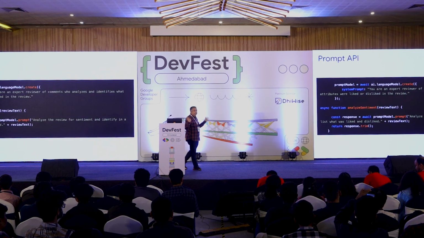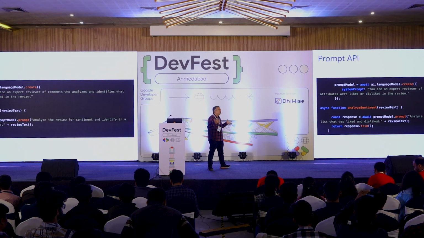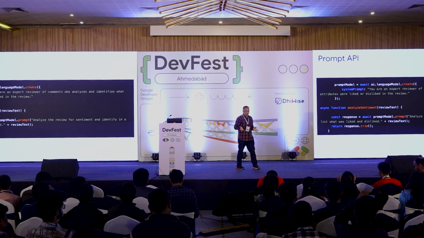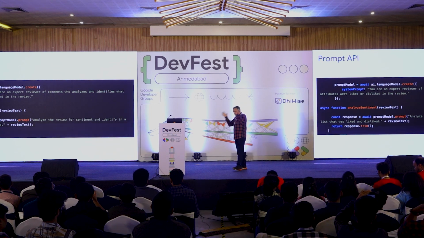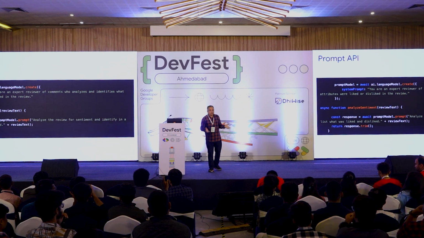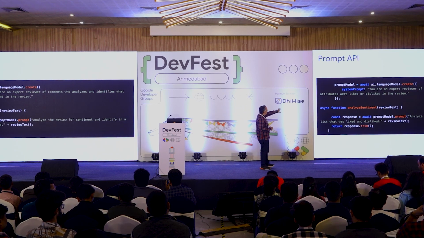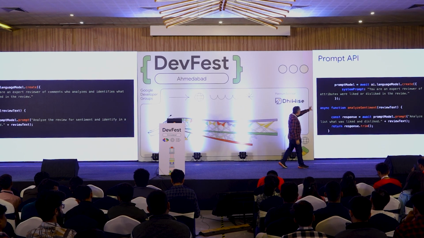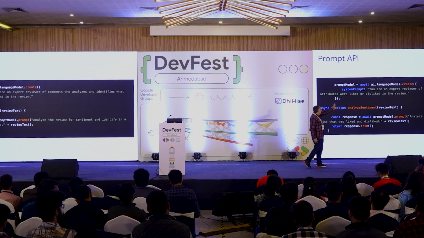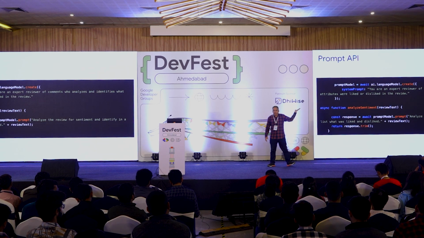Prompt API. This is the experimental API, so you can try out pretty much anything that you like. It could be: give your prompt, get a response. It actually talks locally to the Nano model and gets the work done. As you can see here, in order to instantiate the model, it's as simple as a create call.